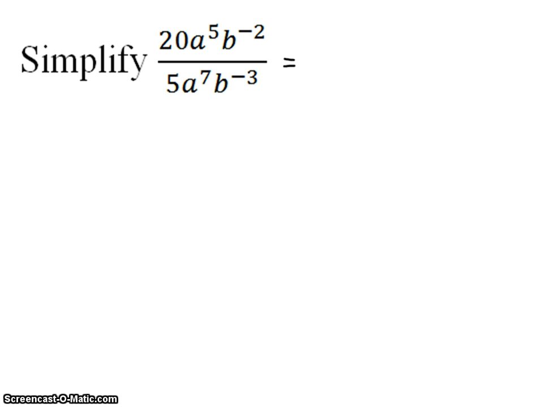Now, it's nice that we have everything pretty much lined up. The 20 over 5 is lined up, the a to the 5th over a to the 7th is lined up, and the b's are lined up as well. If it's not like that, you might want to line them up first. Okay, so 20 divided by 5 is 4.